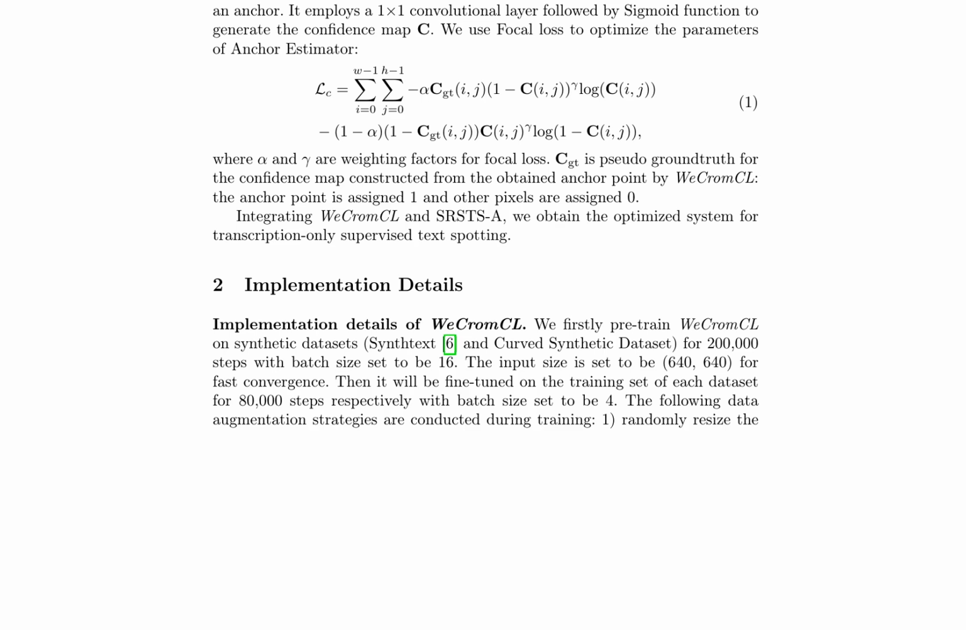WeCromCL is integrated with SRSTSA to obtain an optimized system for transcription-only supervised text spotting. The implementation details of WeCromCL involve pre-training on synthetic datasets for 200,000 steps with a batch size of 16, followed by fine-tuning on the training set of each dataset for 80,000 steps with a batch size of 4. Data augmentation strategies, including random resizing, are conducted during training.